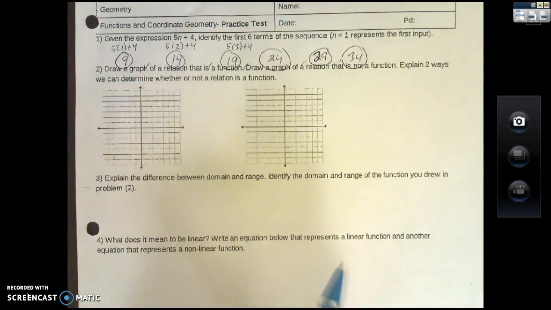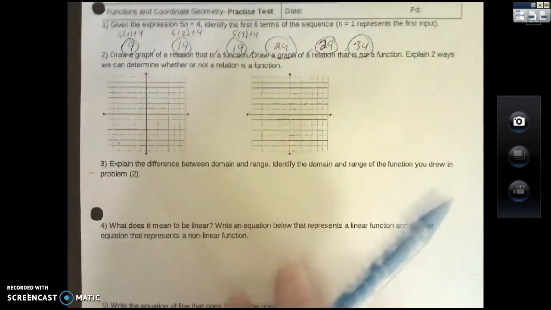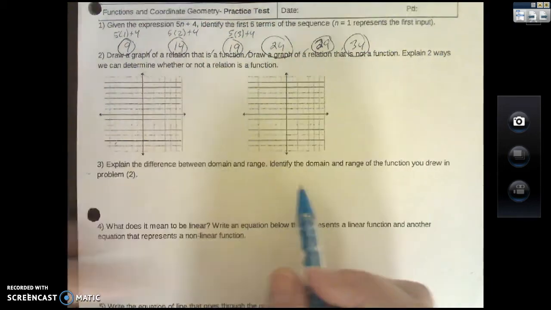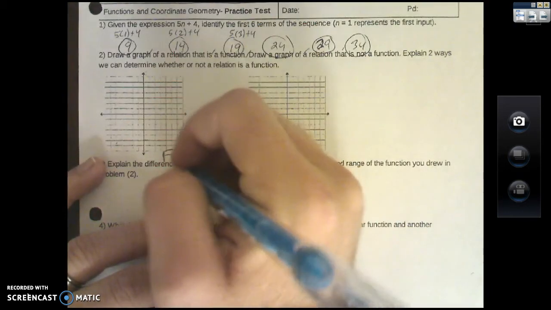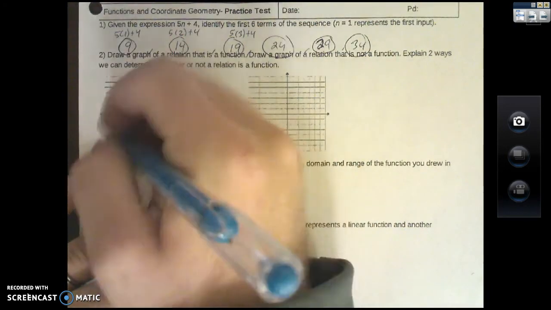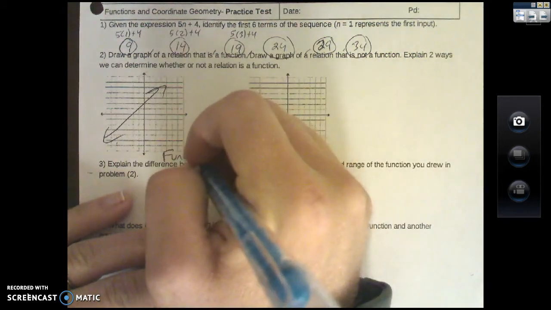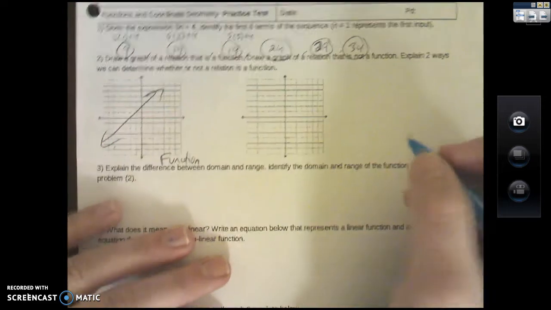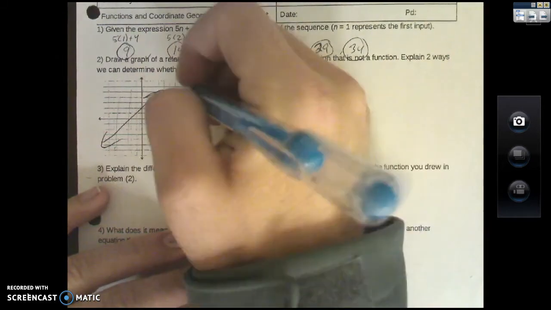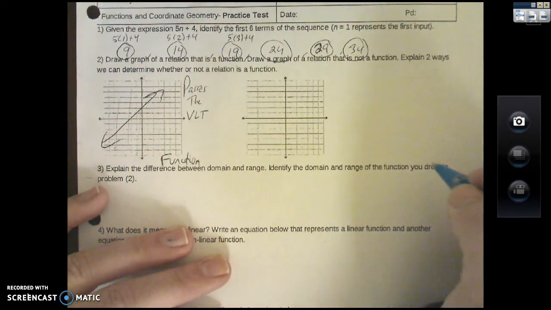Perfect. Draw a graph of a relation that is a function. Draw a graph of a relation that is not a function. Okay. So a function is just something like a line. It goes left to right. And it passes the vertical line test, the VLT.